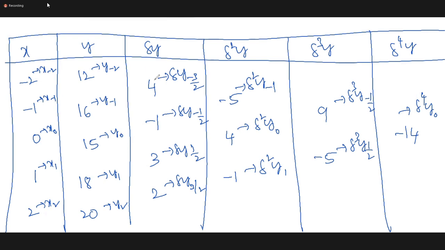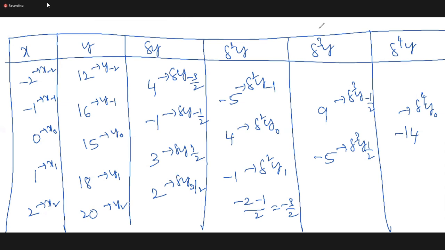First write the first order differences. 16 minus 12 is 4, 15 minus 16 is minus 1, 18 minus 15 is 3, 20 minus 18 is 2. First order central difference, small delta y, is the average of these two suffixes. What is the average of 4 and minus 1? That is 3 by 2. This value is small delta y at 3 by 2.